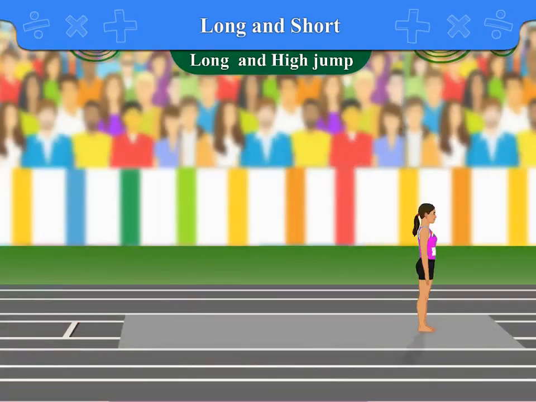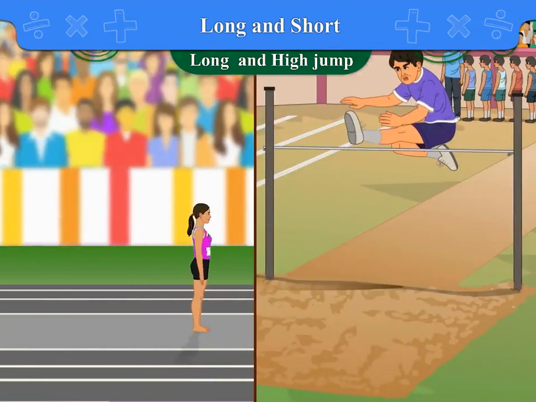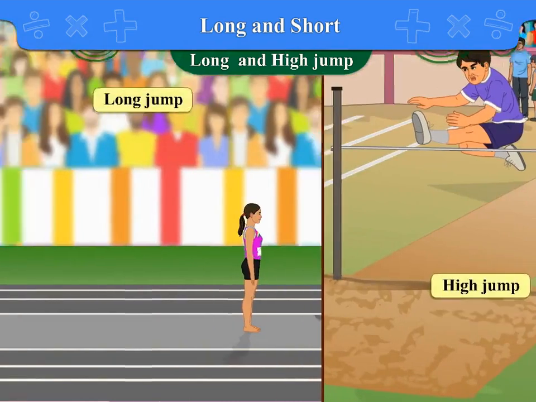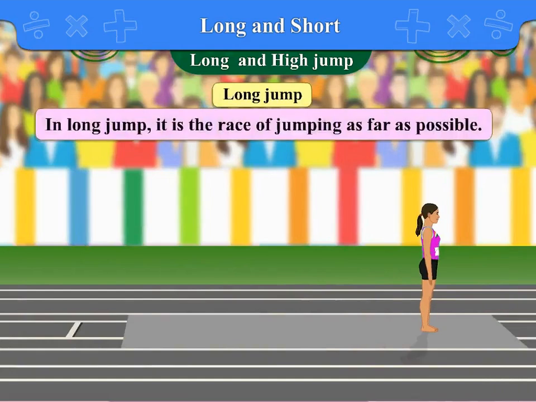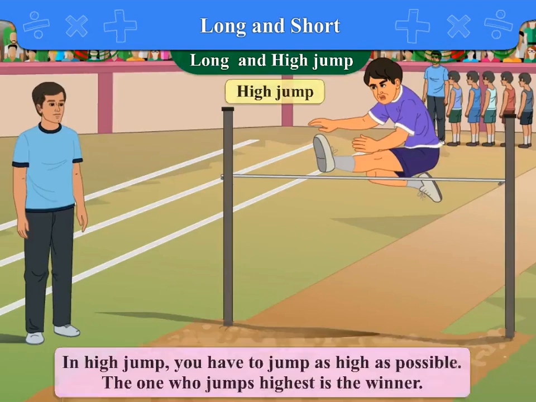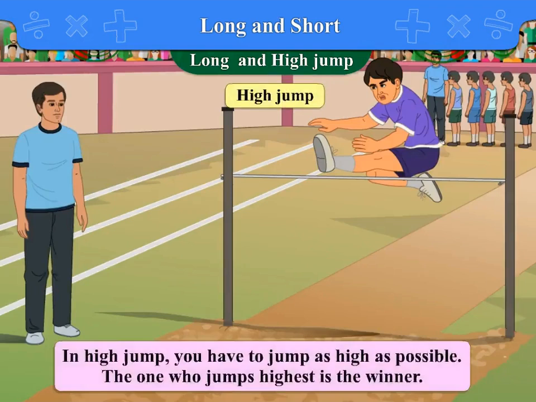Now we will discuss about long jump and high jump. You may wonder what is the difference between the long jump and the high jump. Let's find it out. In long jump, it is the race of jumping as far as possible. The one who jumps the longest distance is the winner. In high jump, you have to jump as high as possible. The one who jumps highest is the winner.